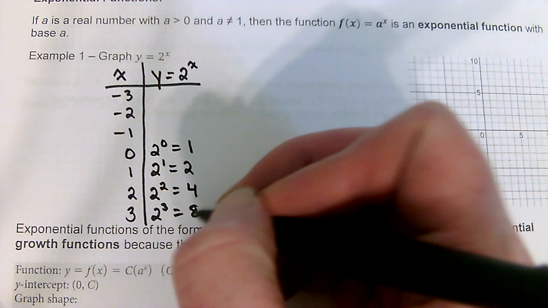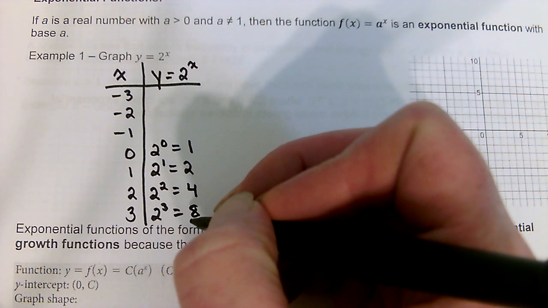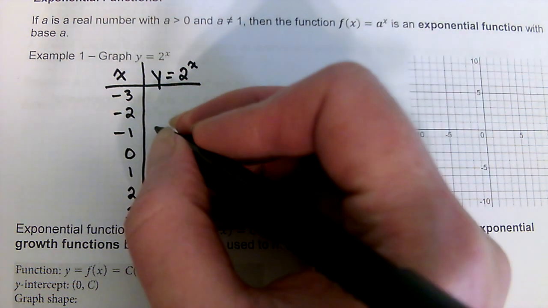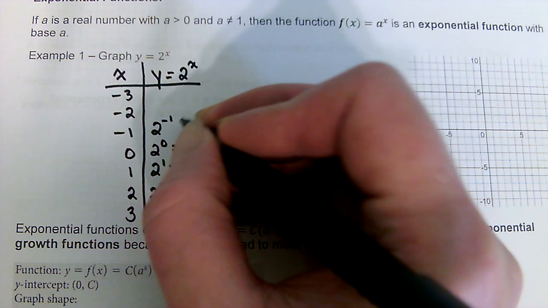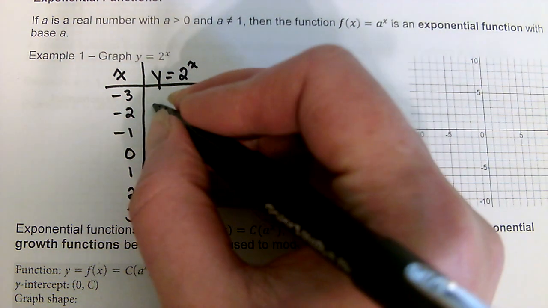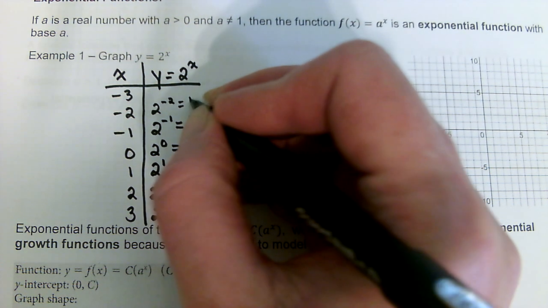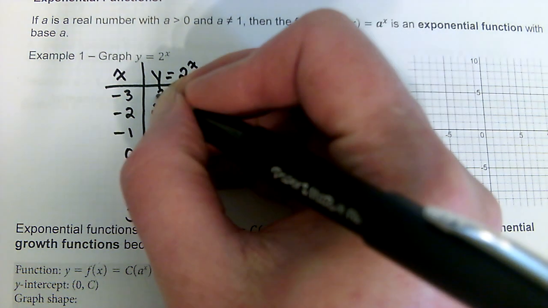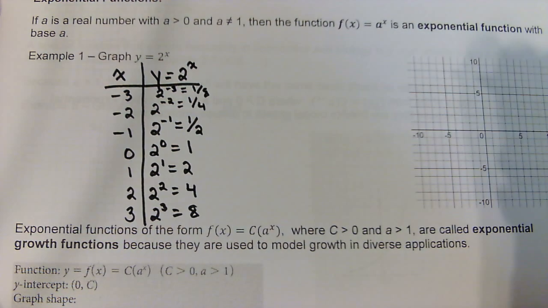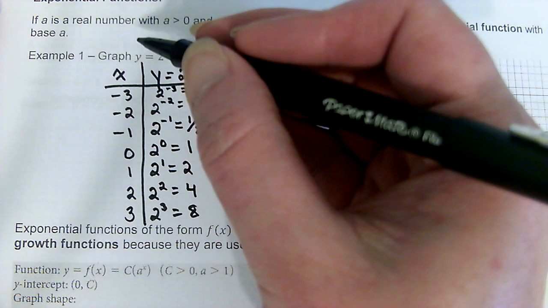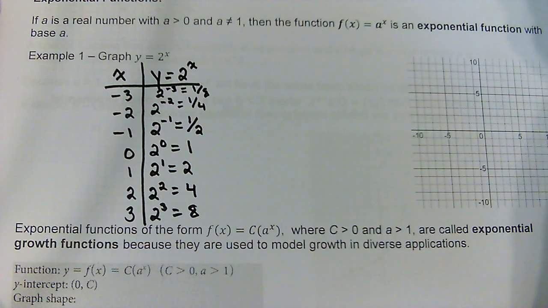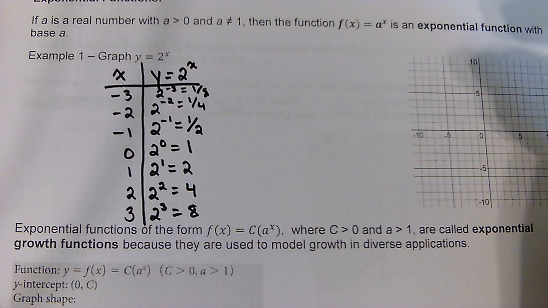So notice the pattern. You're multiplying by 2 going down the table. So inversely, you would be dividing by 2 to go backwards. That kind of proves that 2 to the negative 1 is 1 half. 2 to the negative 2 is 1 fourth. 2 to the negative 3 is 1 eighth, and so forth. Now, as I keep going with more and more negative numbers, it's going to be 1 over bigger and bigger numbers. But it's never going to really reach 0.